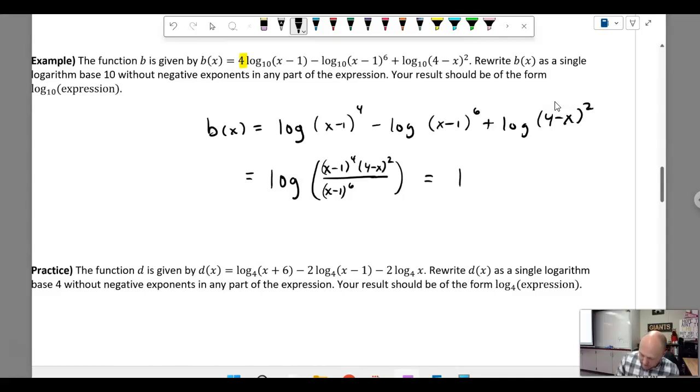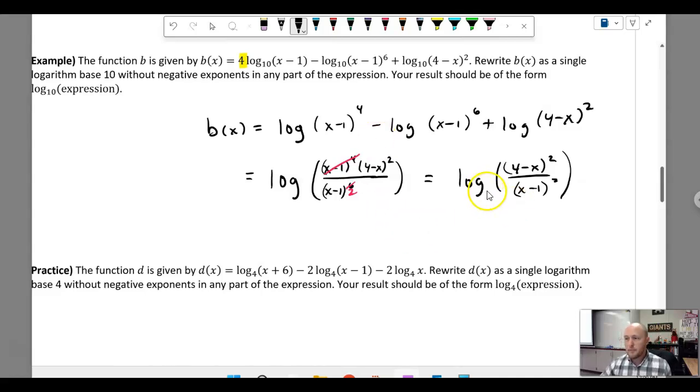And before I write my final answer here, I want to cancel some stuff. You can look at it as canceling, or again, when you're dividing, you subtract these powers. So 4 minus 6 would give you x minus 1 to the power of negative 2. But you don't want negative exponents. So I'm just going to take away the negative, and that's going to leave me with 2 in the denominator, which is what we want, because I don't want negative exponents, according to the problem. So there you go.